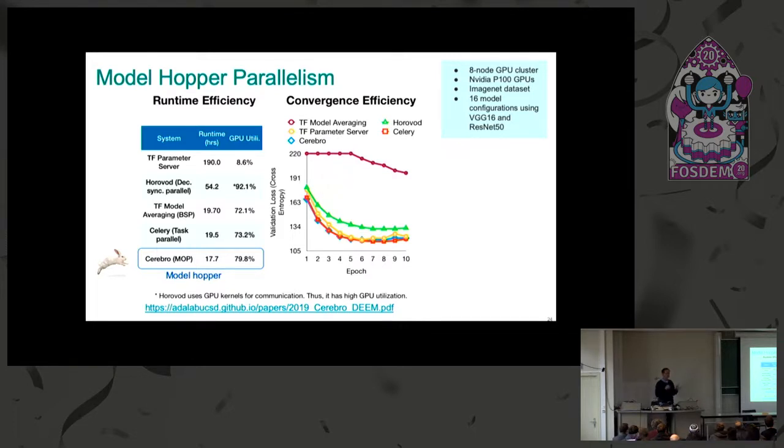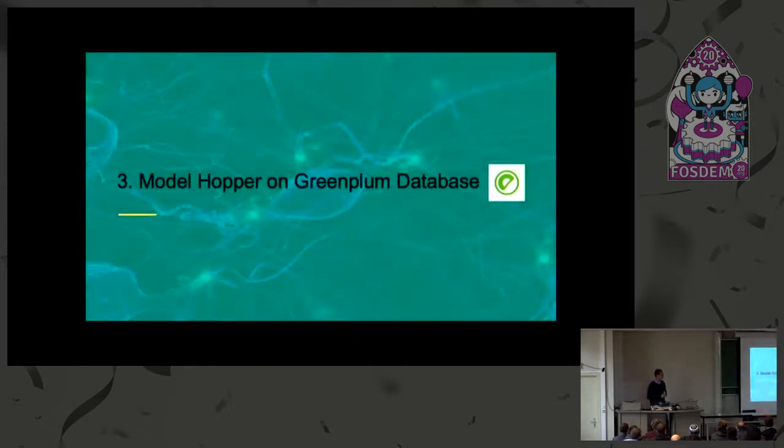So we want to take this now and implement it on a massively parallel processing database. So there's an open source project out there called Greenplum Database. There are a bunch of other massively parallel processing databases out there. Most of them are commercial. This is, to my knowledge, the only open source one.